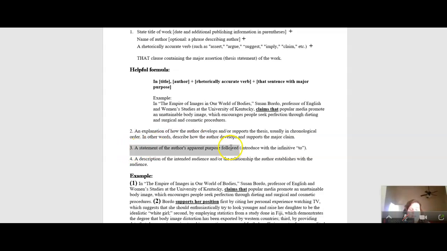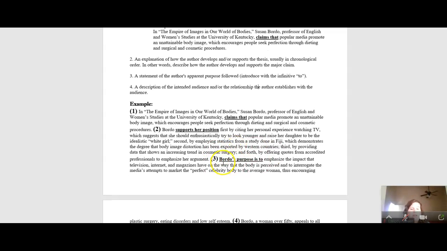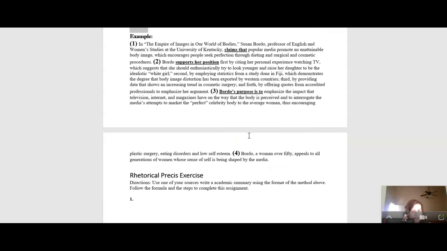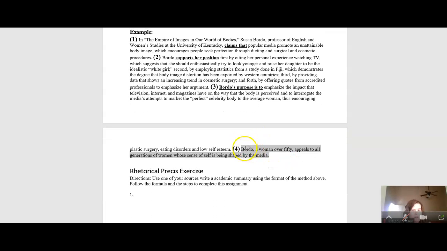The third part of this is a statement of the author's purpose followed with the infinitive "to." So what is the author's purpose? Why are they explaining this to us? What do they want us to understand after we've read this piece? Do they want us to feel a certain way? Do they want us to understand a certain perspective? That's where you are going to think about that. And then we want to talk about a description of the intended audience. So who is the intended audience for the text that you're summarizing?